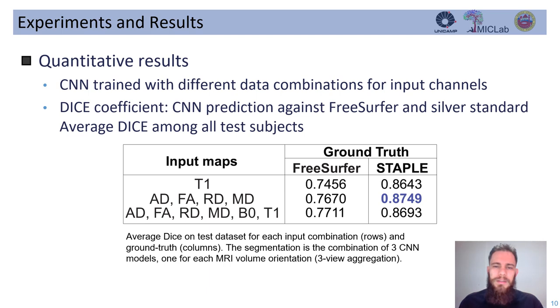Using the described method to train the CNN, we have done several experiments. The first two experiments compared the segmentation quality when trained with only FreeSurfer masks and when using the silver standard. Other experiments compared different combinations of input data in the CNN. The first was using only T1 as a baseline, and the others combined diffusion maps. To evaluate the segmentations, we used the DICE metric, which is a similarity measurement between the CNN prediction and the ground truth. The DICE is better when closer to 1.